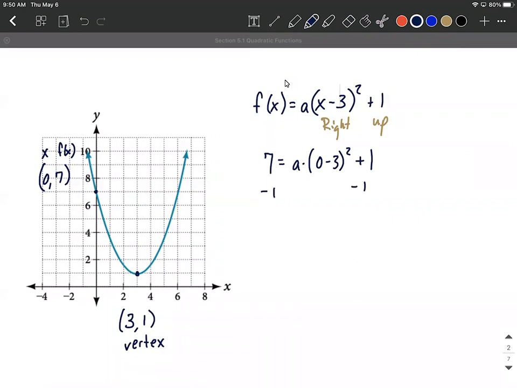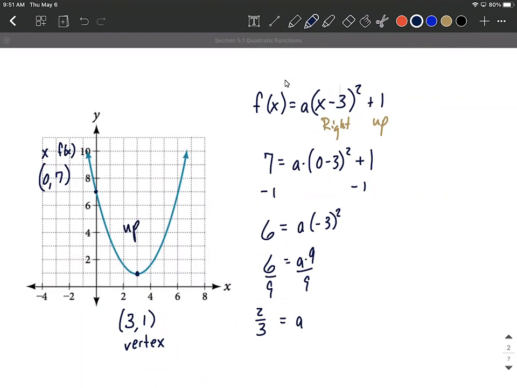So subtract 1 from both sides, we get 6 equals a times -3 squared. So that's going to be 6 equals a times 9. Divide both sides by 9. We'll get a all by itself. It turns out being positive 2/3. Now we should expect that to be positive because our parabola is facing upwards.